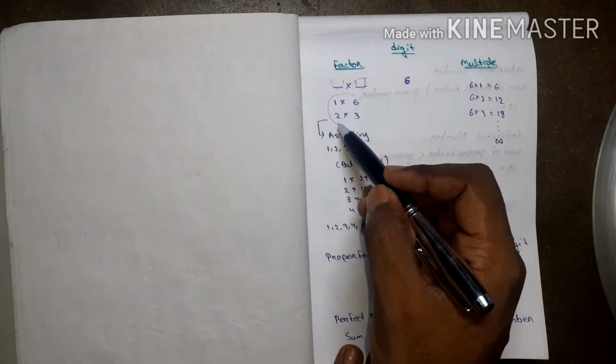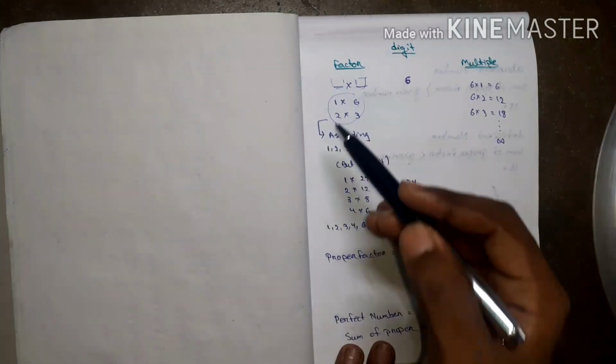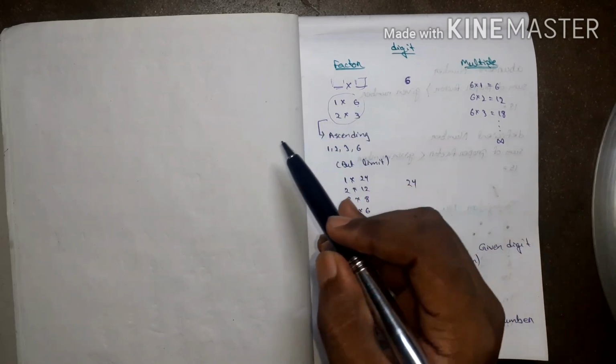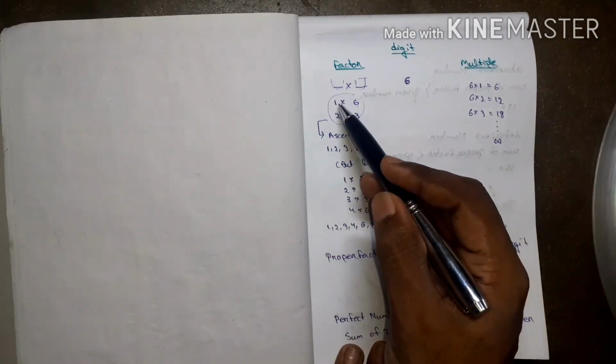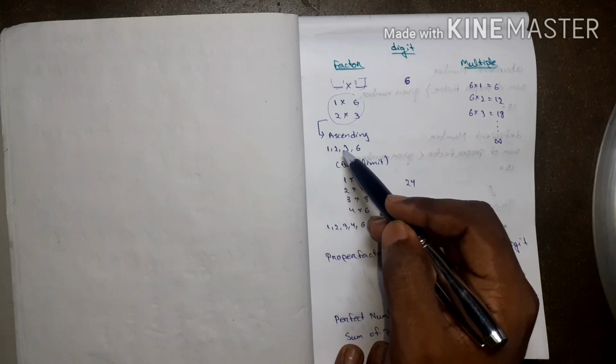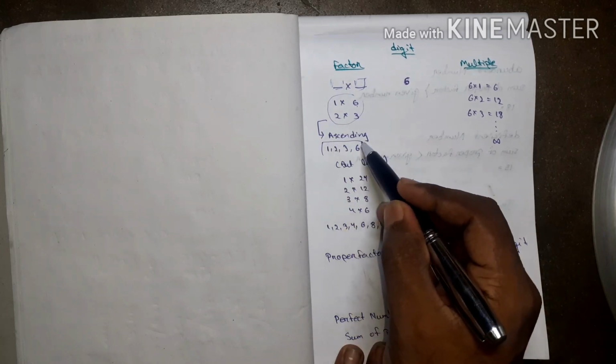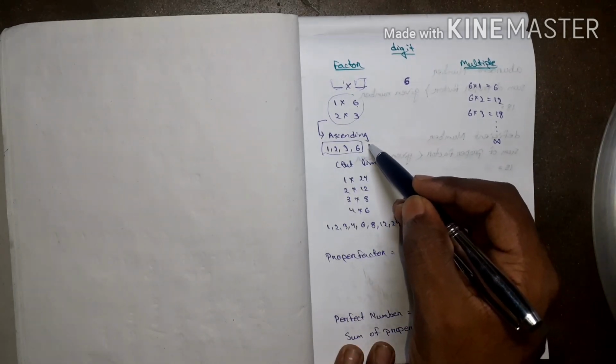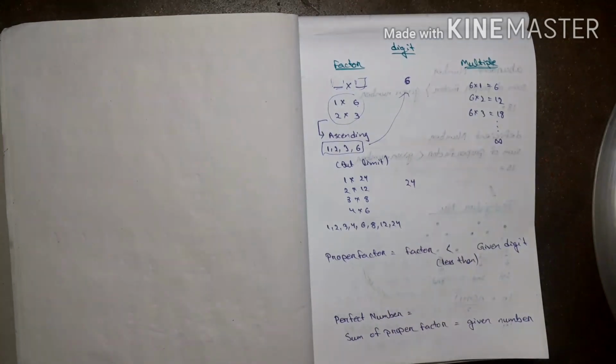Then arrange in ascending order. Ascending order means first the smaller, then the bigger. 1, 2, 3, 6. These are the factors of 6. Understand what the factor is?